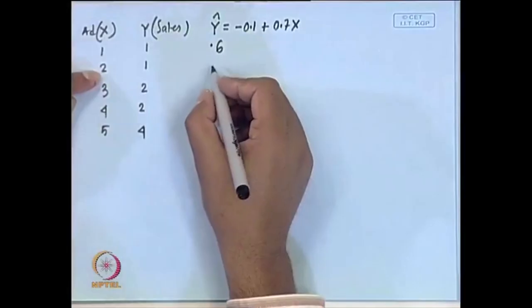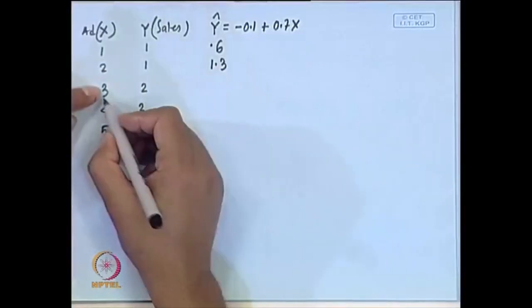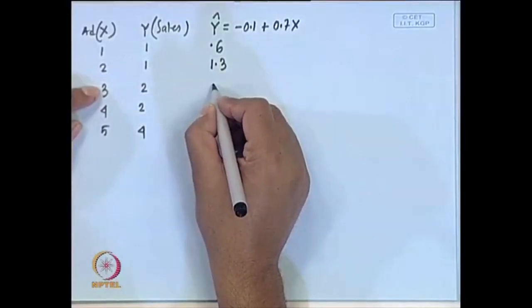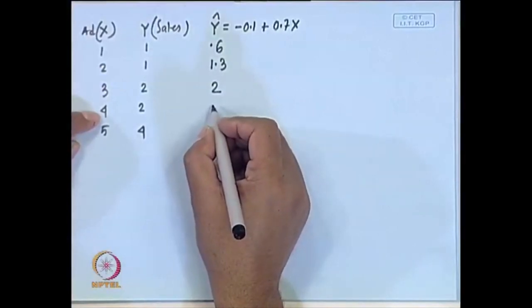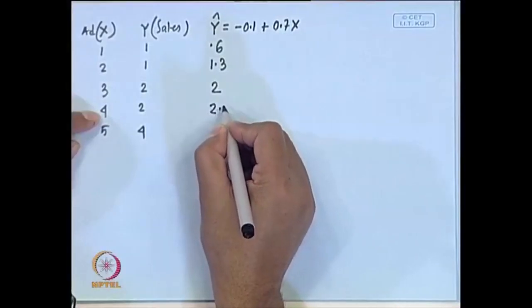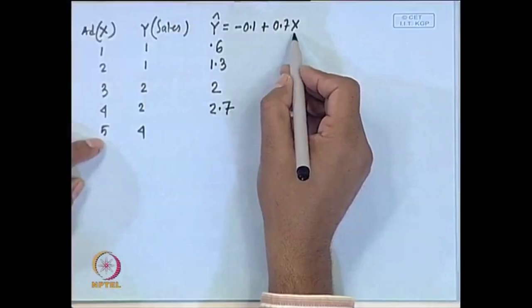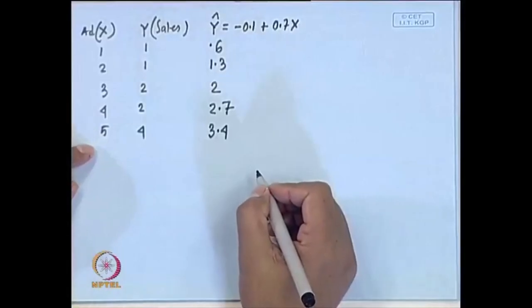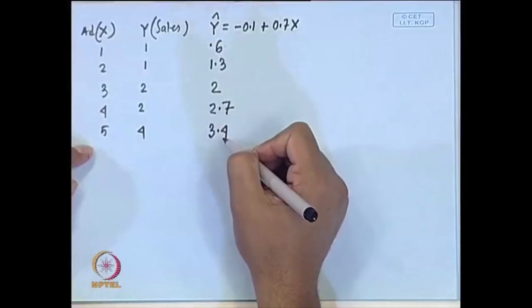Similarly, for x equal to 2, the predicted value is 1.3. For x equal to 3, the predicted response value is equal to 2. For x equal to 4, y hat is equal to 2.7. For x equal to 5, y hat is equal to 3.4. So, this is y 1 hat, y 2 hat, y 3 hat, y 4 hat, y 5 hat.